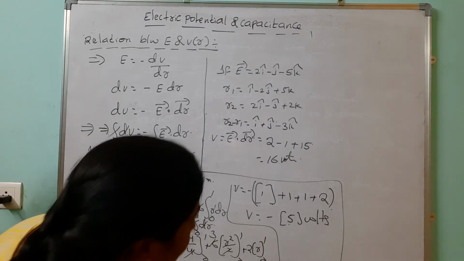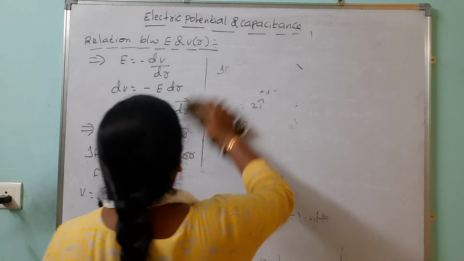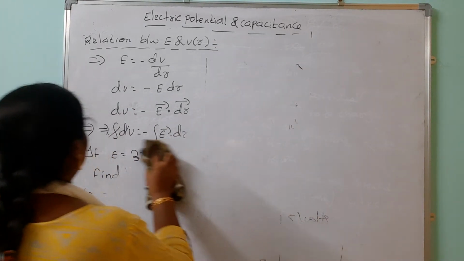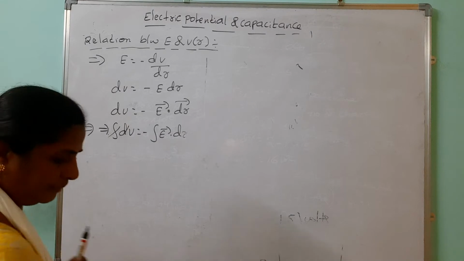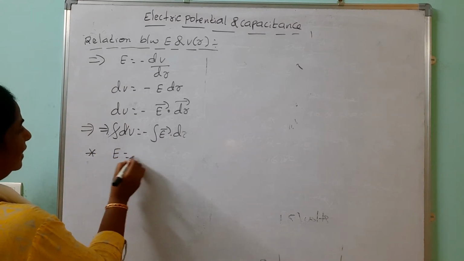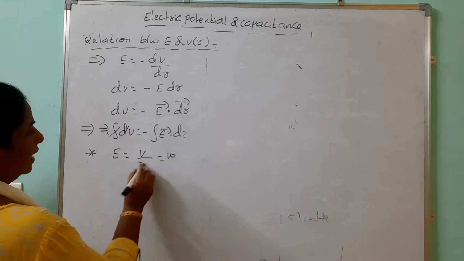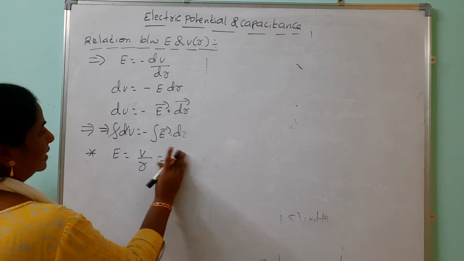Like that, we do one more problem here. With the help of differentiation also we can find it. Here I have written the formulas one by one. Look here. Then in semiconductors, simply you write E equals V by D, or otherwise V by R, where V is the potential.